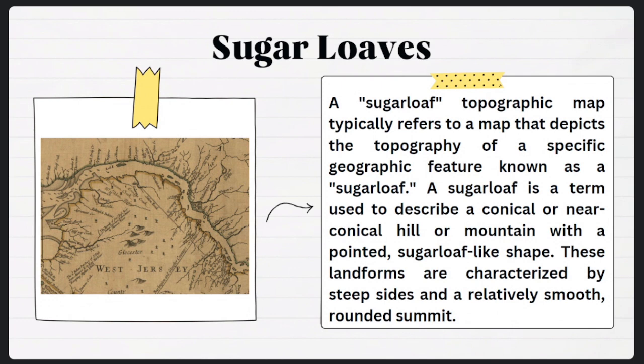A Sugarloaf topographic map would focus on providing detailed elevation, contour, and slope information for the specific Sugarloaf feature. This type of map helps hikers, climbers, geologists, and outdoor enthusiasts understand the terrain, elevation changes, and potential challenges associated with ascending or navigating around the Sugarloaf.